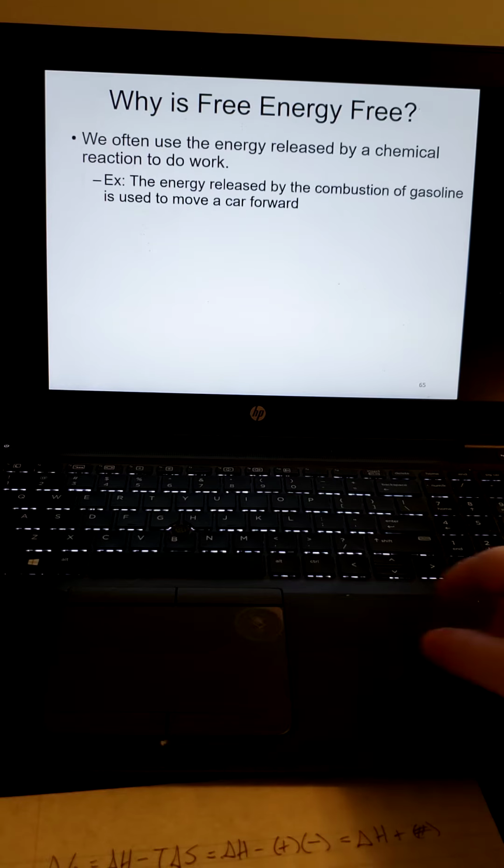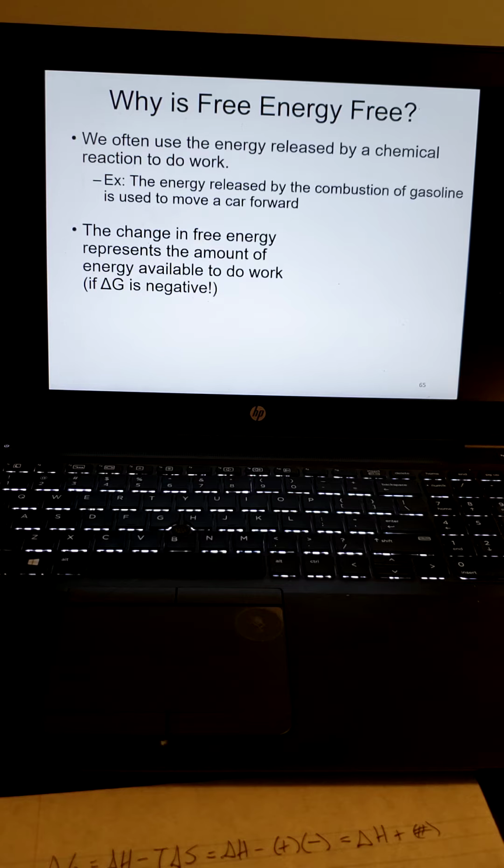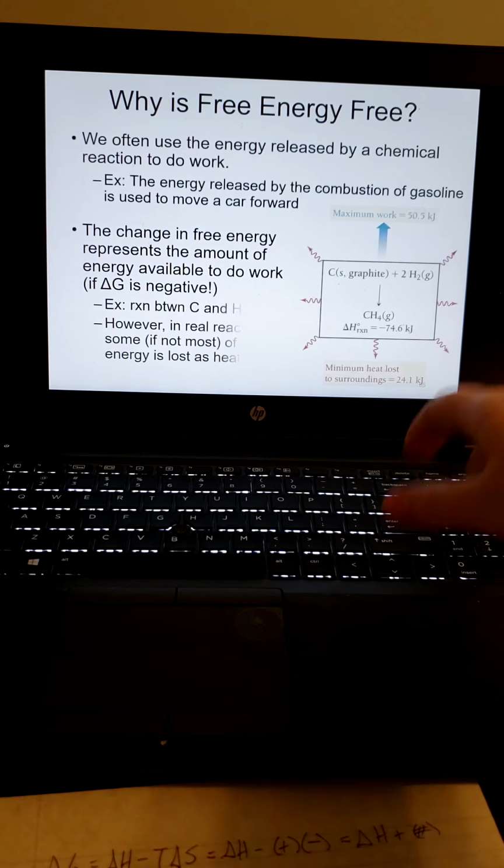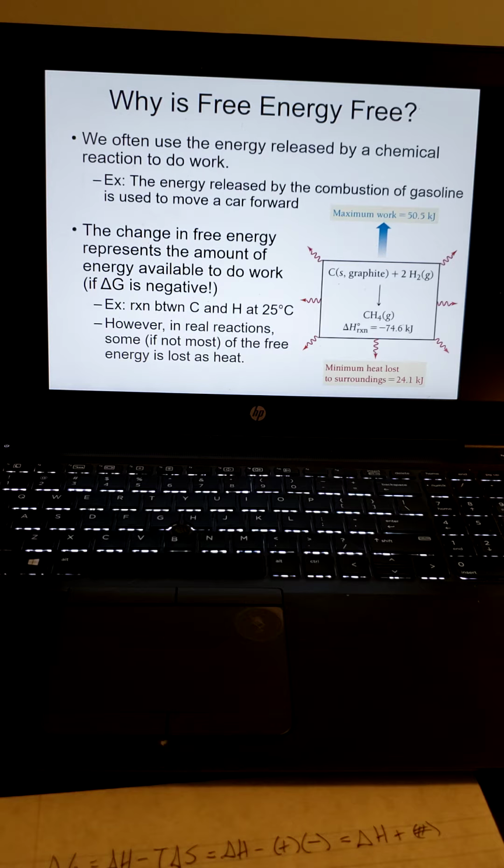All right. So we often use the energy released by these reactions to do work, right? So not just with the body, but in regular life, right? The combustion of the gasoline in a car is what drives it forward. But the change in free energy represents the energy available to do work if delta G is negative. So, what are we talking about here? We're talking about the fact that in most real reactions, we're not actually converting all of the energy into work. You're going to lose some energy as heat, right?